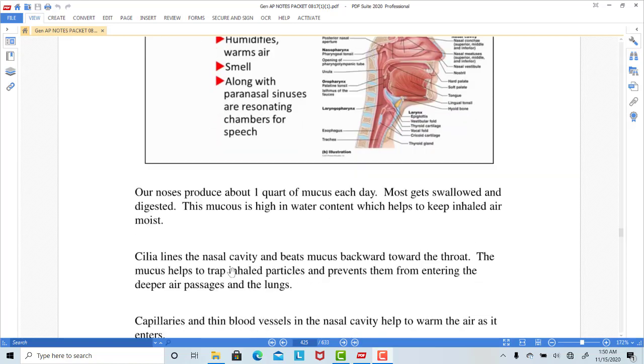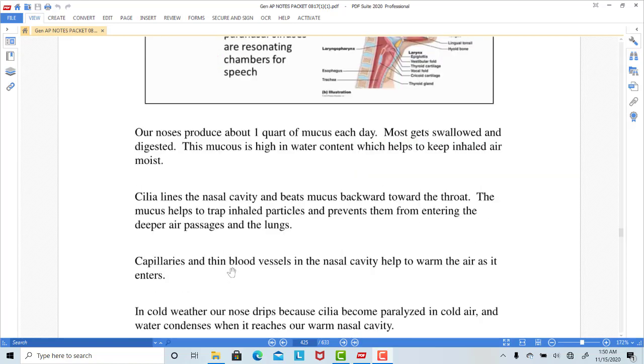So again, the part of the respiratory tract that really helps prevent infection and from inhaling particles into the lungs is the cilia and the mucus. So mucus, I said, is high in water content. It keeps the air moist, but it also traps debris. And our cilia sweeps that trapped debris in the mucus toward the digestive tract. So those two things are very, very important features for preventing infection. So it keeps those particles out of the lungs.